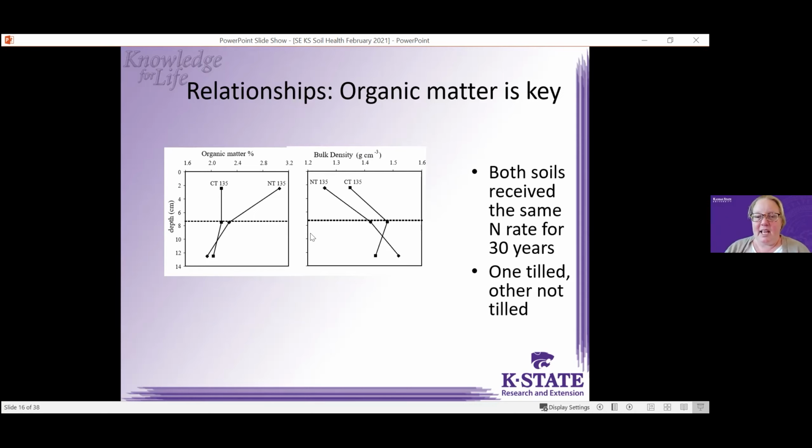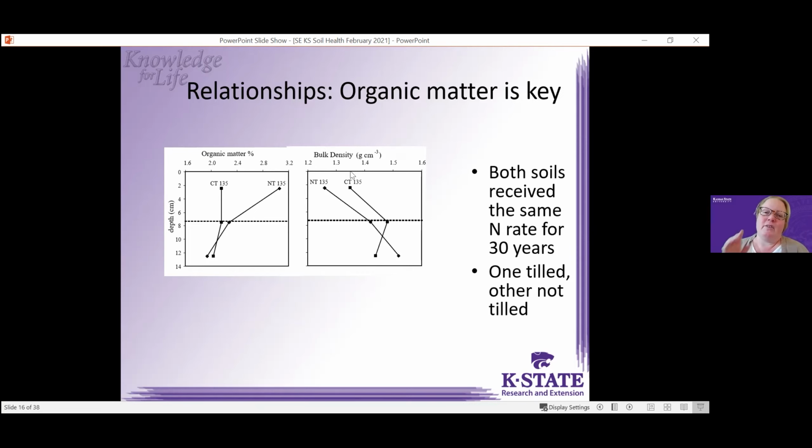The other thing I want to say is that the bulk density of these was very different. So the no-till was less dense than the conventional till in the surface. And then down below, there wasn't much happening statistically, but there are some differences here.